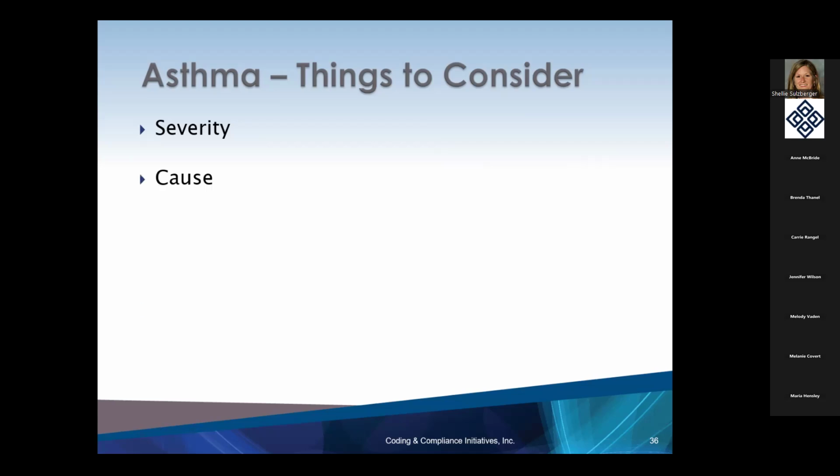Do I know the cause of their asthma? For example, is it exercise induced? Is it related to smoking? Is it related to chemicals? So what's the cause? Are there other conditions that the patient is experiencing? Maybe they have an infection. Do they have an exacerbation? I also want to know about exposure, like tobacco, occupational exposure. That helps, again, tell that story.